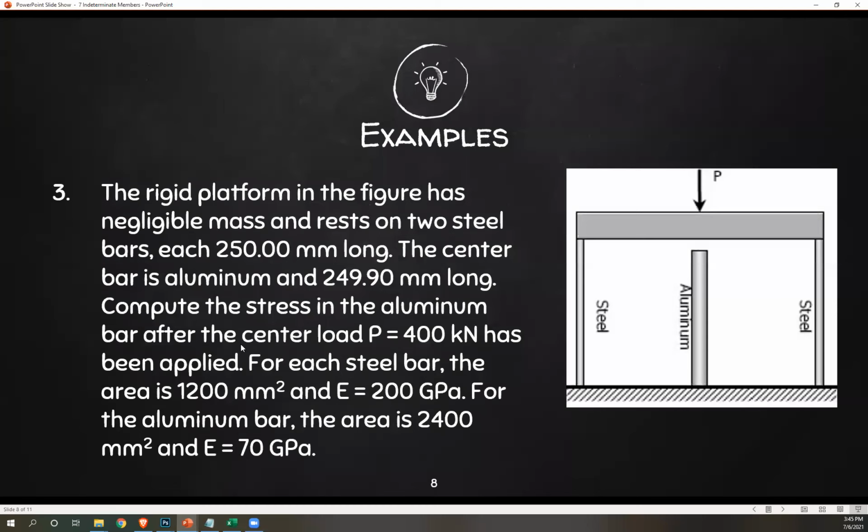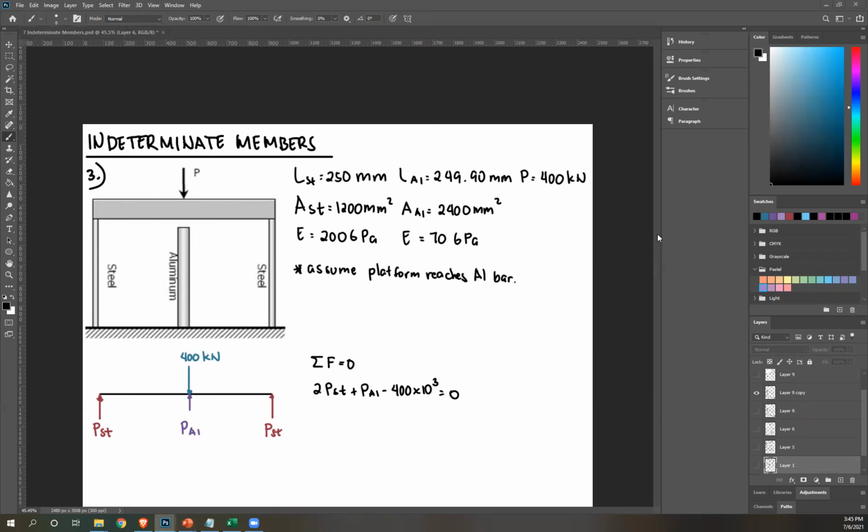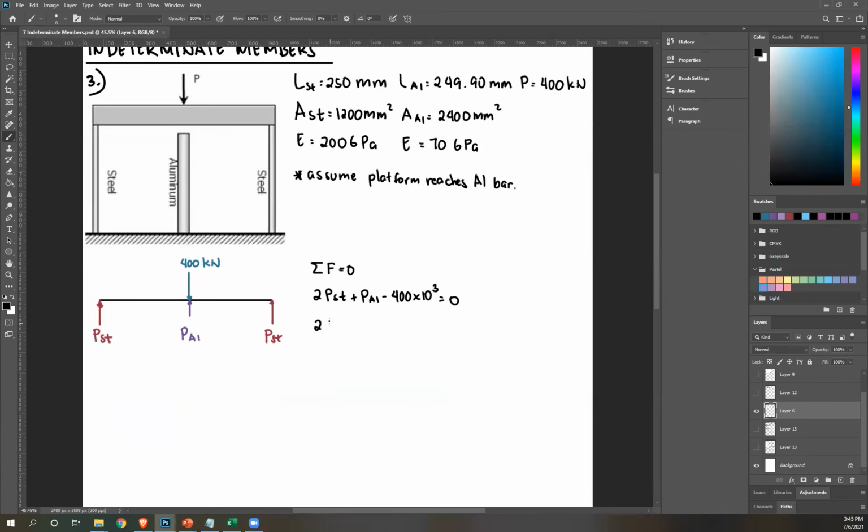Now remember, what are we looking for? Stress in the aluminum bar. So we need to convert that equation into stress. Again, stress is force over area, so force is stress times area. So twice stress ST, area ST, plus sigma AL, area AL, and you can just transpose 400 times 10 raised to 3. Next, you can sub in the values that you know.